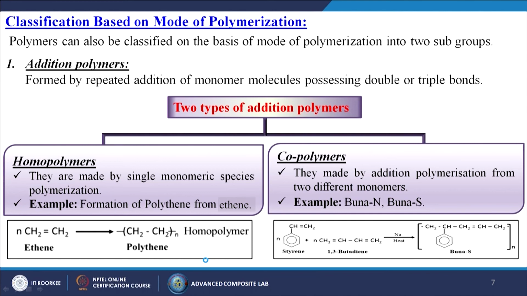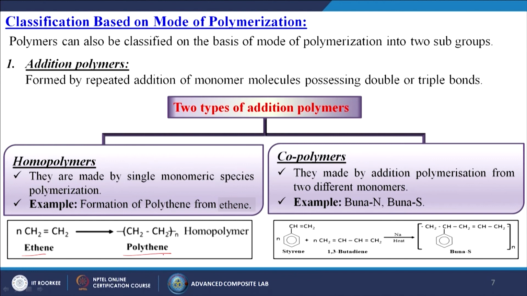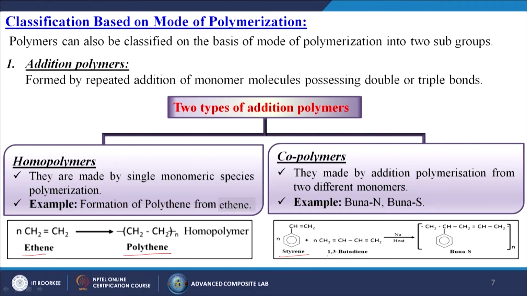So, what are homopolymers? They are made by single monomeric species polymerizations. Example: formation of polythene from ethene. The same group we are attaching all together like a monomer, and then we are getting the polymer itself. So, from ethene we are making the polythene, and when we are talking about the copolymers, they are made by addition polymerizations from two different monomers. So, there are two species generally we are adding and making these polymers, like if we add the styrene with 1,3-butadiene, then we can get the BuNa-S.